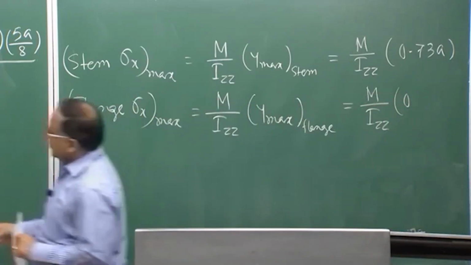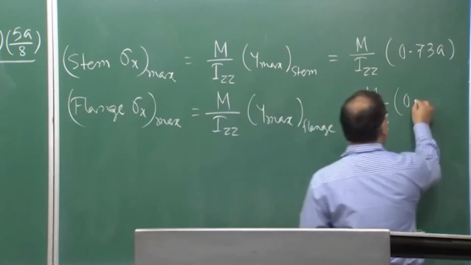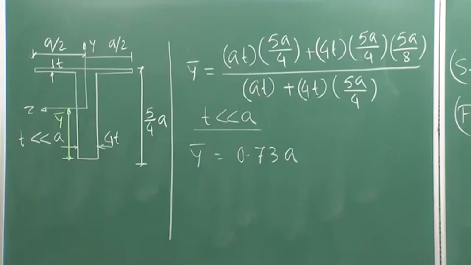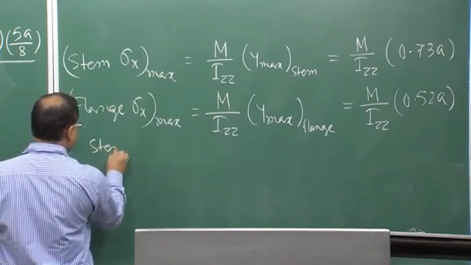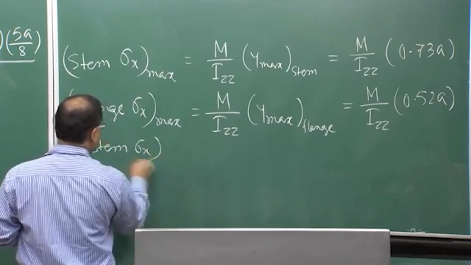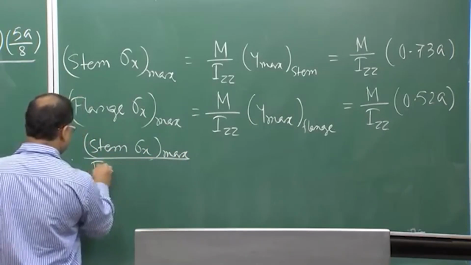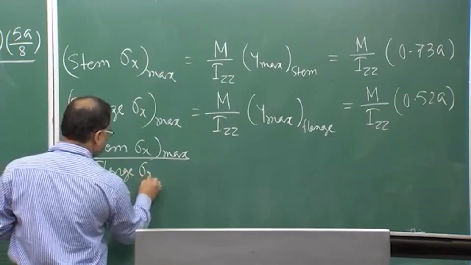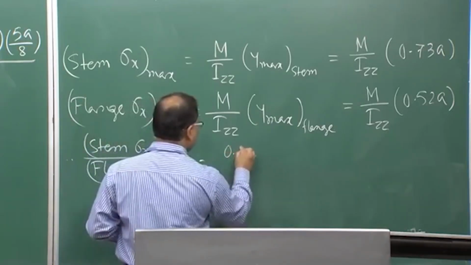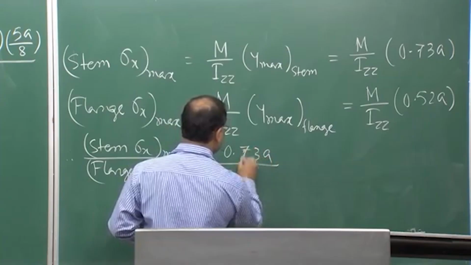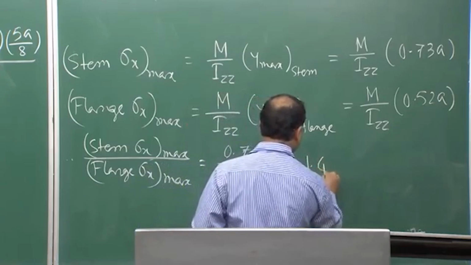So, that will be 5 by 4 a minus y bar. So, that will be coming as 0.52 a. So, therefore, for your stem sigma x max, the ratio of that to flange sigma x max is equal to 0.73 a by 0.52 a, which is nothing but 1.4.